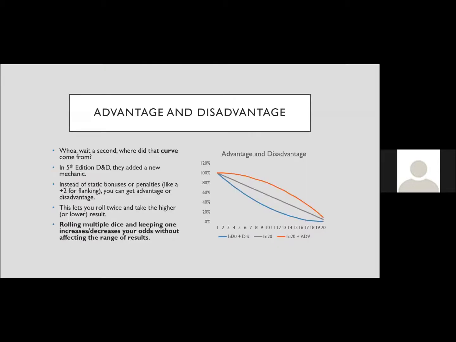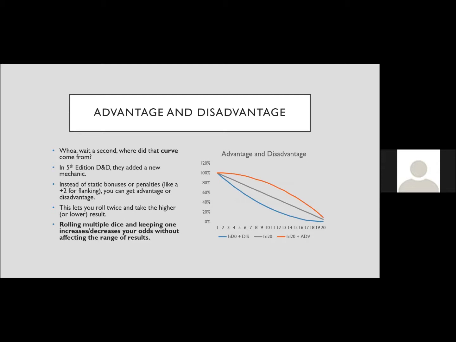Now, if we look at this graph, it has a weird curve in there. How exactly did that happen? So 5th edition D&D added a new mechanic. Instead of using modifiers, which raise the maximum and minimum, they decided to give you the ability to roll twice and take either the higher or lower result.